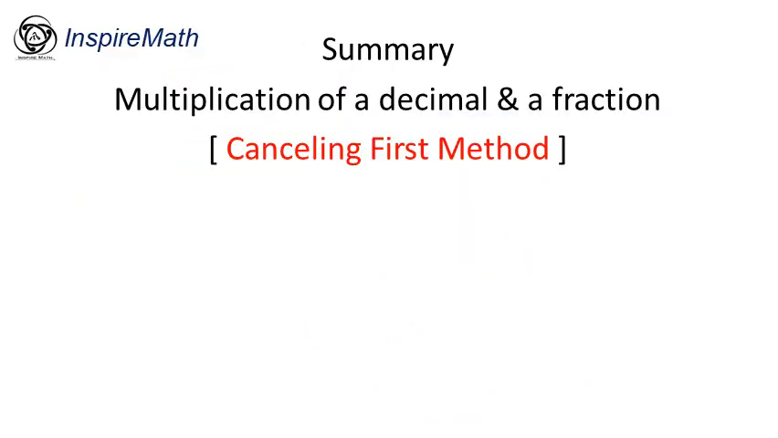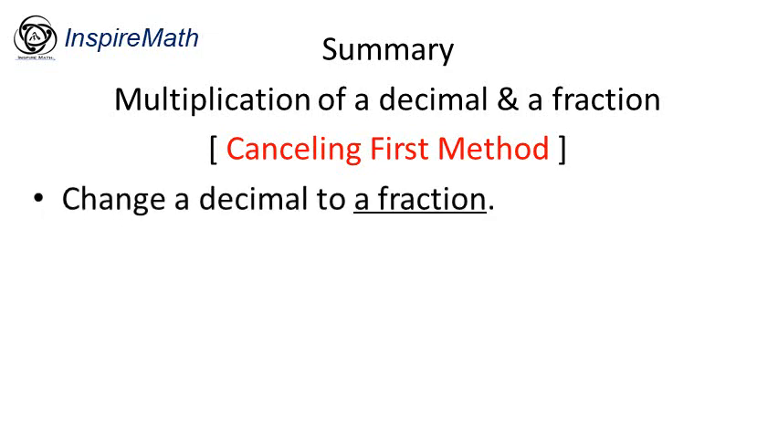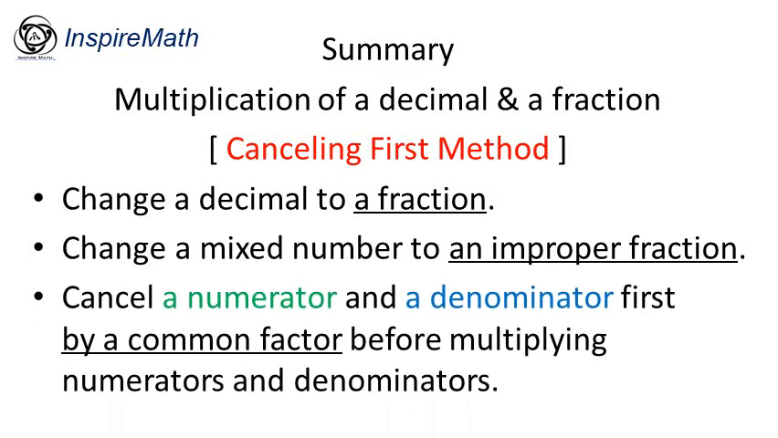Let's summarize today's lesson. When you multiply a mixed number and a decimal, change the decimal to the decimal over 1. Then try to eliminate the decimal inside a fraction by multiplying by 10, 100, 1000. If you have a mixed number, change it to an improper fraction. Then check both numerators and denominators.